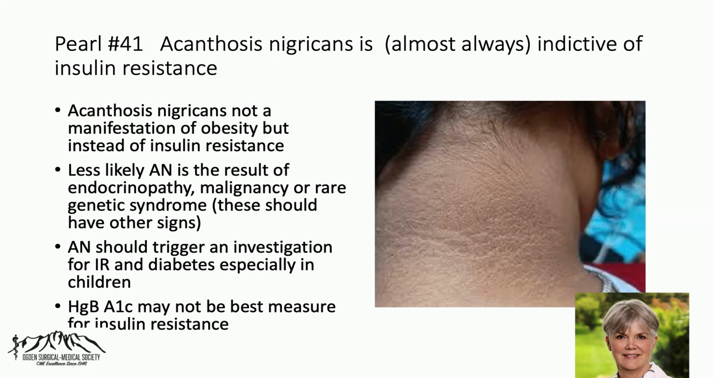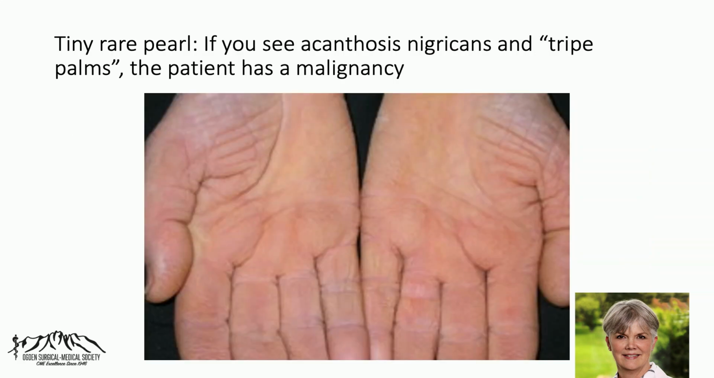Okay, acanthosis nigricans. When you see this velvety change on the back of the neck or in the axilla, I want you to think insulin resistance. We used to think, oh, that patient is obese, that's what it's from, or from a rare endocrinopathy or malignancy. But really, it indicates insulin resistance. So these are the patients where you need to be on top of their hemoglobin A1C, and perhaps even more than that. I know there are more sophisticated tests than that. Here's a rare mini pearl. If you see acanthosis nigricans with tripe palms, where it's on their palms, 100% of the time that patient has a malignancy. So that's the exception to every day.